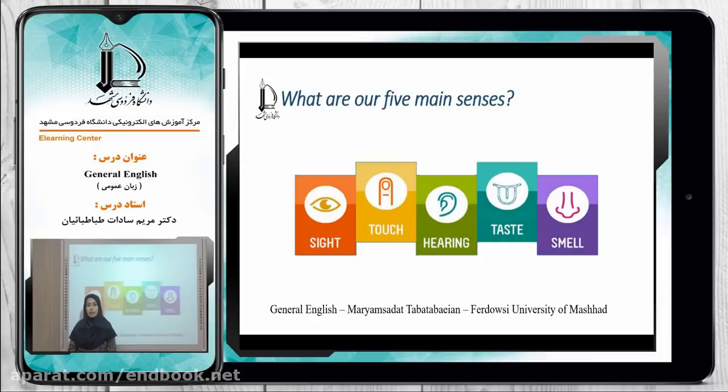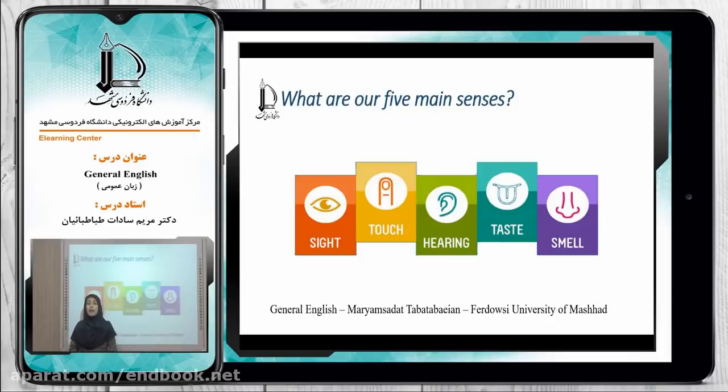The next one is taste. When you eat food, you taste it using your tongue. So, you understand whether it is sweet or sour with your tongue. And finally, smell. You smell with your nose. Again, when you want to eat food, actually you just get the smell of it through your nose.